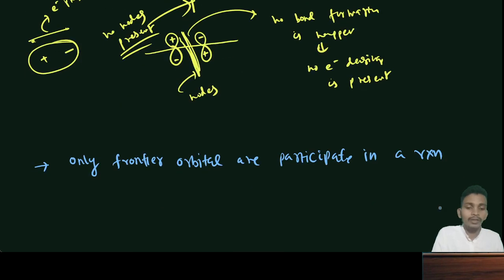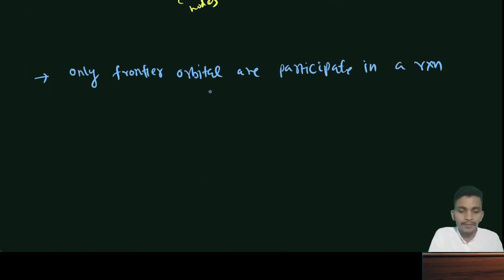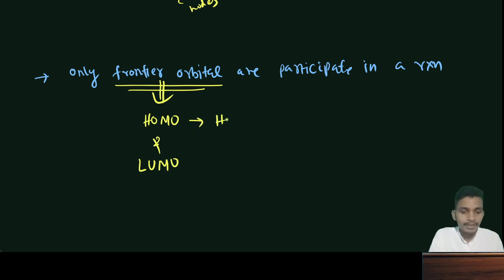So what are the frontier orbitals? They are HOMO and LUMO. Only these participate in reactions. What do you mean by HOMO? That is the highest occupied molecular orbital.